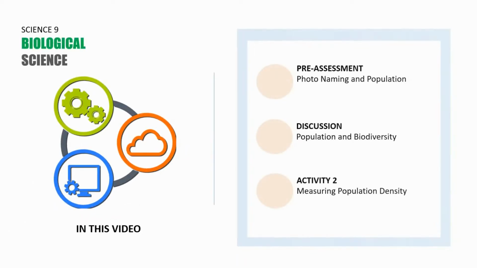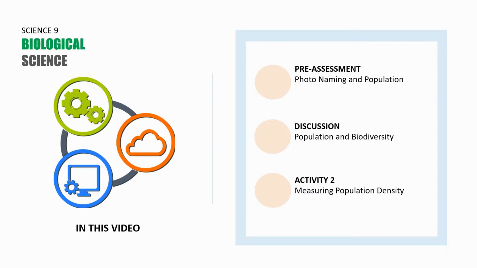As usual, this session is divided into 3. The first part is a pre-assessment. You are going to name some photos and you're also going to do something about population in doing that. And then next is a discussion about population and biodiversity. And then the last part of this PowerPoint presentation is going to be about activity number 2, measuring population density.